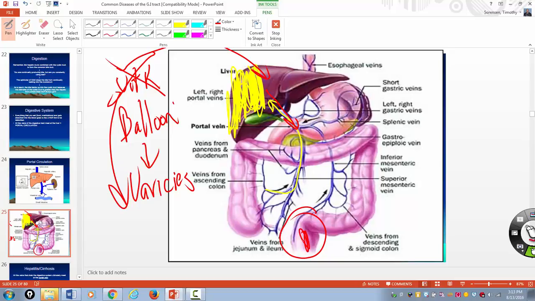So you rupture these hemorrhoids or you rupture these esophageal varices, and you compound that with the inability to clot your blood, you bleed to death. So that's why people who have liver damage or going into liver failure, one of the ways they die is GI bleed.